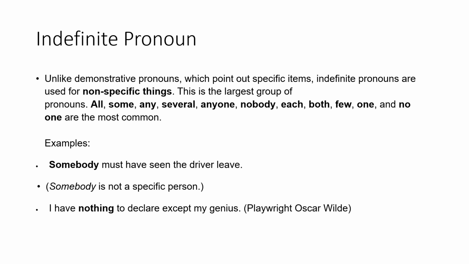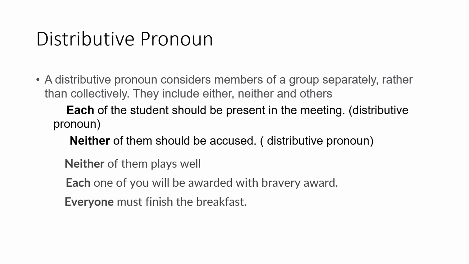Here are a few examples. Somebody must have seen the driver leave. Here, the word somebody is an indefinite pronoun. Why? Because the person is not highlighted, or you can say it's not definite. I have nothing to declare except my genius. So nothing is again an indefinite pronoun over here.